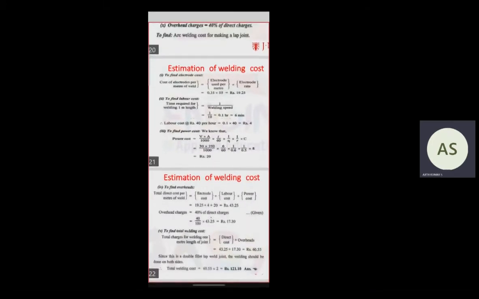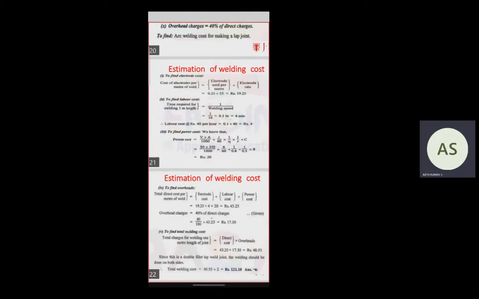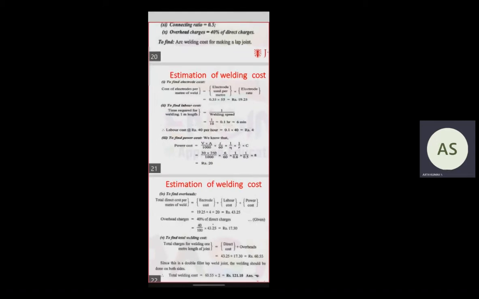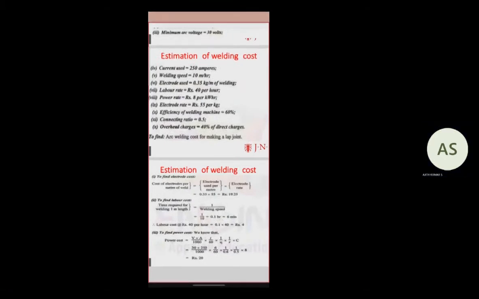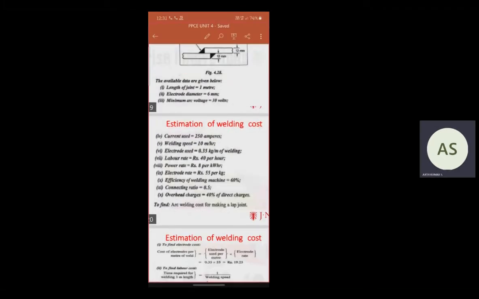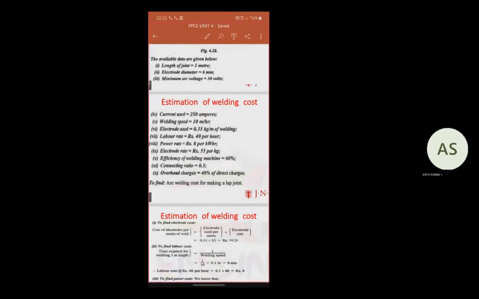So we will get rupees 60.55. Since this is a double fillet lap weld joint, here in this problem you can see this is a double lap joint, so we multiply with 2. By multiplying the total welding cost with 2, 60.55 into 2, we will get rupees 121.10. So the cost required for producing the double lap joint is rupees 121.10.